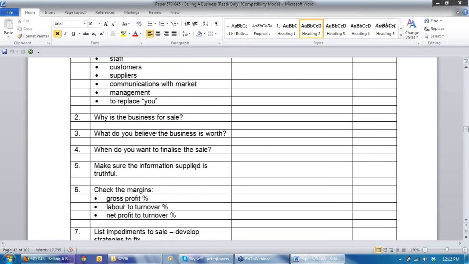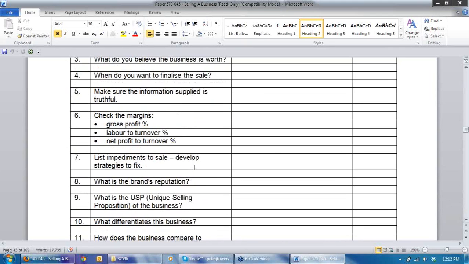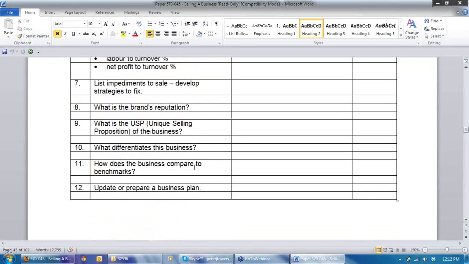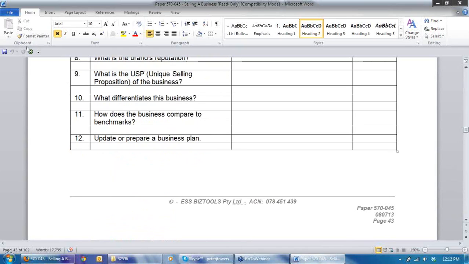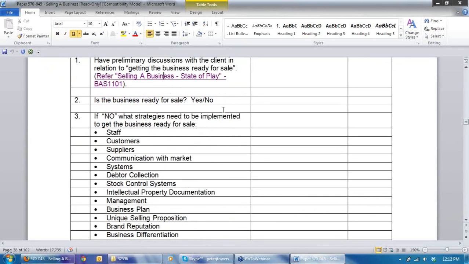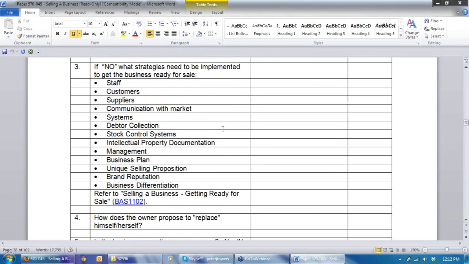Why is the business for sale? Are the margins okay? Compare them to the benchmarks. Compare them to the tax office benchmarks. What's the unique selling proposition of this business? What's its differentiation? So from that you might be able to make a decision, is the business ready for sale? And if you answer no, what particular comments are you going to make about these various areas that are listed there?